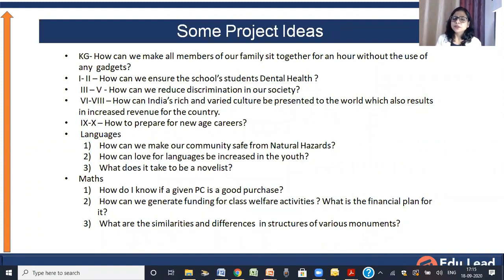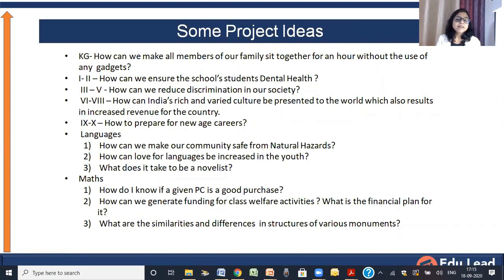There's a huge amount of work which can be done with this question. For class 6 to 8, it could be how can India's rich and varied culture be presented to the world, which also results in increased revenue for the country. Okay, so again, you can integrate a lot of subjects here. For 9th and 10th, it could be how to prepare for new age careers.